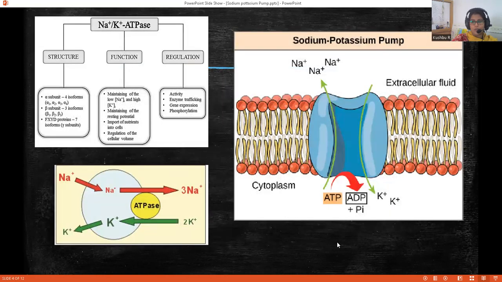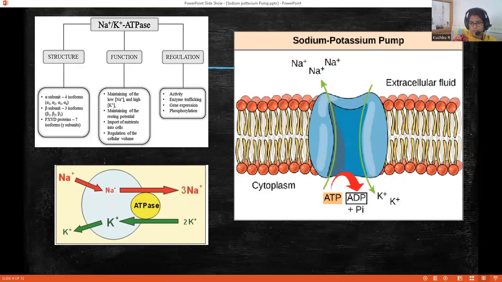As we look into the sodium potassium ATPase structure, it has several subunits inside it: alpha subunit, beta subunit, and several proteins. It has the function of maintaining sodium and potassium ions. So maintaining the equilibrium of sodium and potassium ions, maintaining its resting potential, importing nutrients into the cell, exiting the unwanted metabolites from the cell, and regulating its cell volume, all that is maintained by the ATPase enzyme.